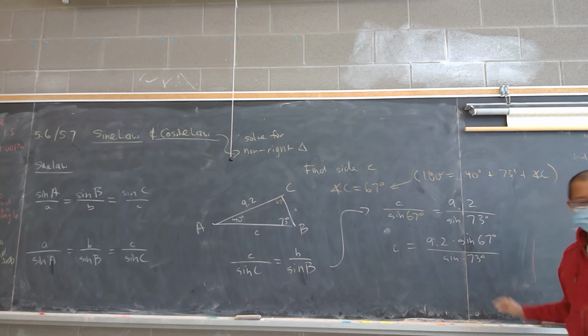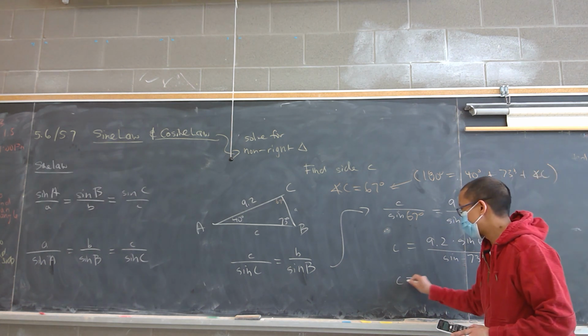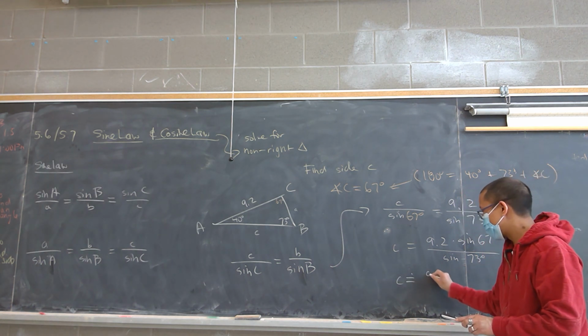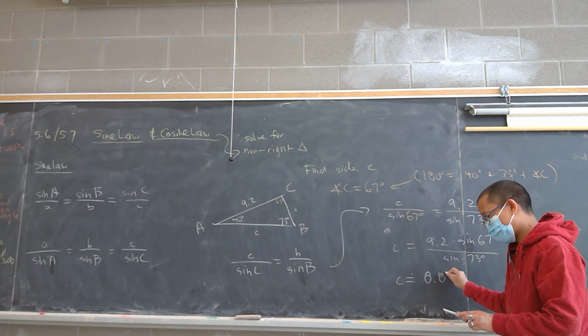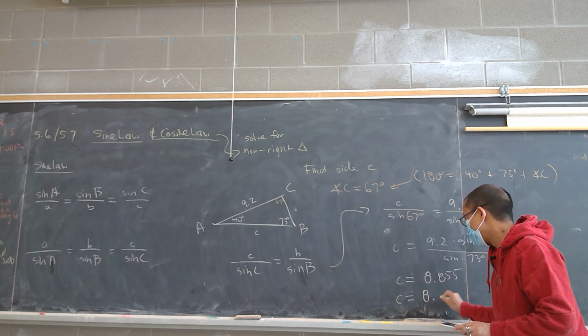And again, I just made up this question. So if you're working from home or you're working in class, all you do is just 9.2 times the sine of 67 divided by the sine of 73. And let's get this to maybe 1 decimal place. Our final answer, hopefully someone in the class will verify with Mr. Chen that he's correct. We get 8.855, which of course rounds to 1 decimal place of 8.9.